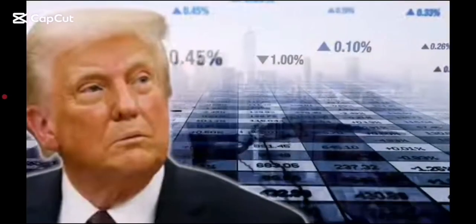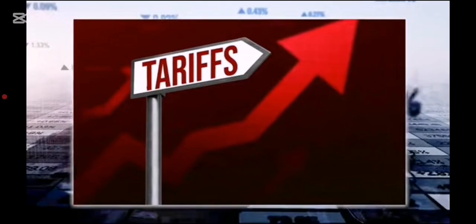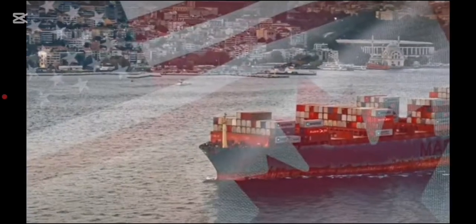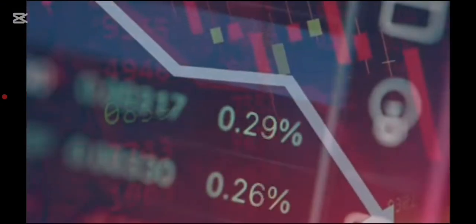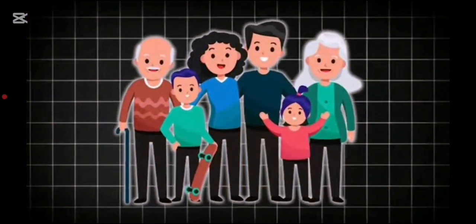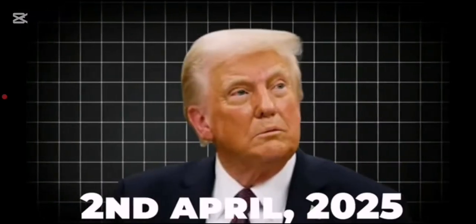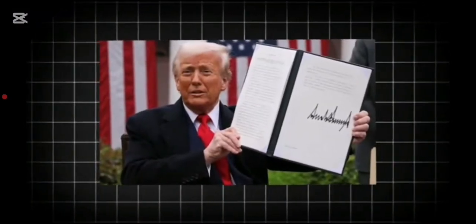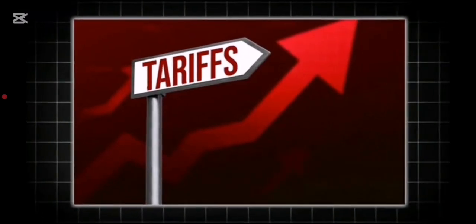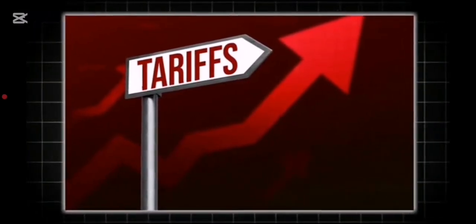What are tariffs? A tariff is like a tax that one country puts on goods, on things like toys, clothes, food, cars that are made in other countries. For example, if the United States buys toys from China, the US government can charge tax on those toys. This tax makes the toys more expensive for people in the US to buy. The reason countries put tariffs on things is often to protect their own businesses from competition.